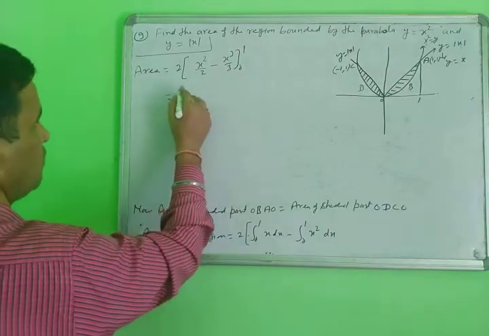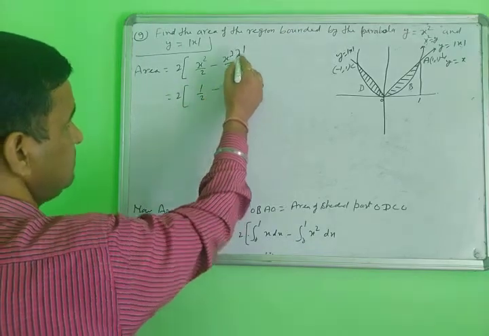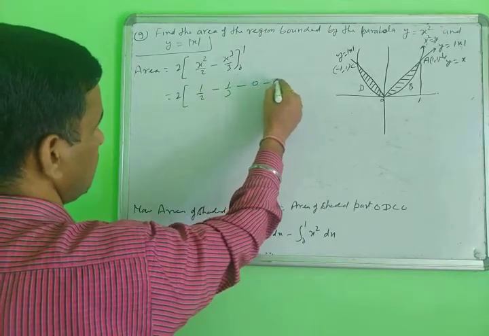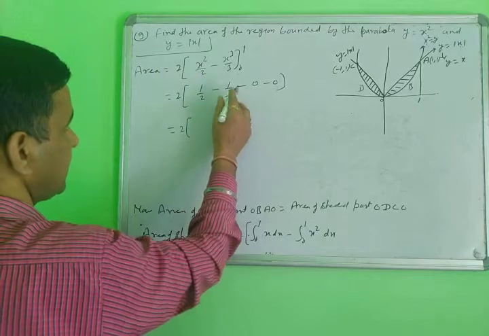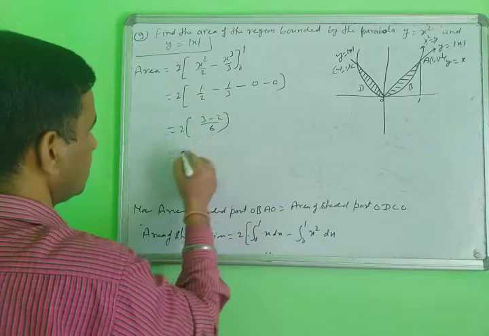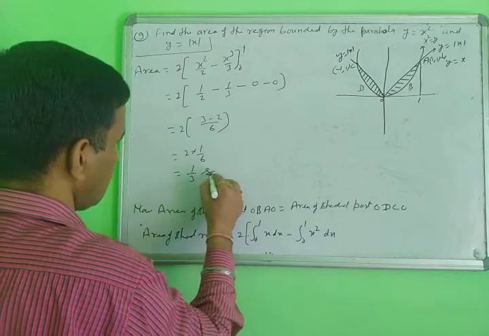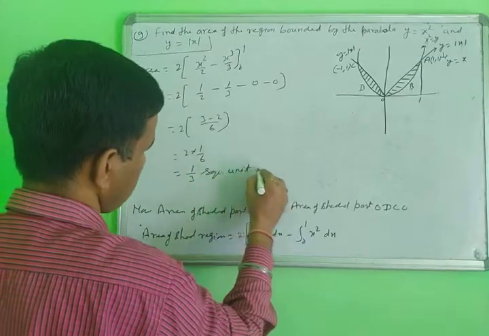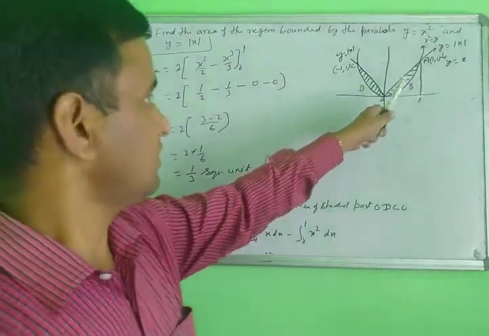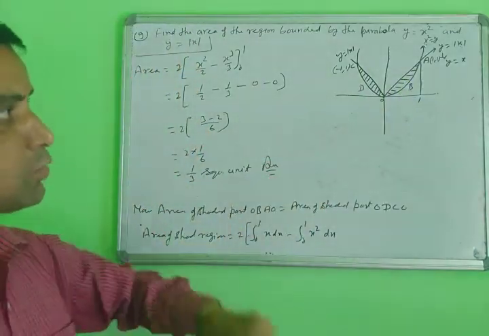So then 2, what value: 1 square upon 2 minus, upper limit, 1 cube upon 3, minus 0 and here 0. What value comes here? Taking LCM 6, 3 minus 2 upon 6. What will come here: 2 into 1 upon 6, means 1 upon 3 square unit. This is your answer. The required area of both parts, this shaded portion here, is 1 by 3 square unit.